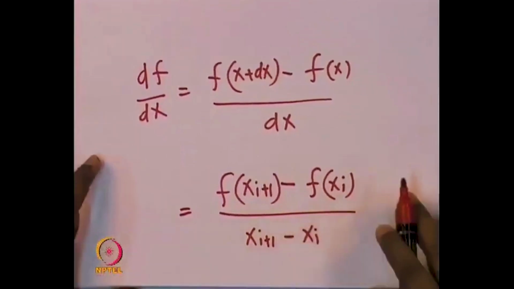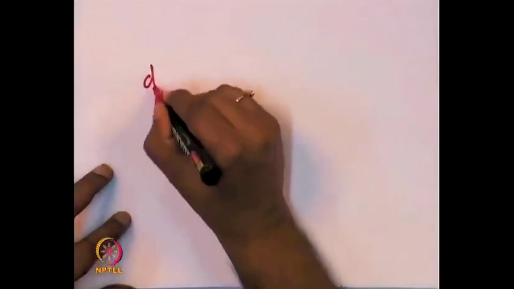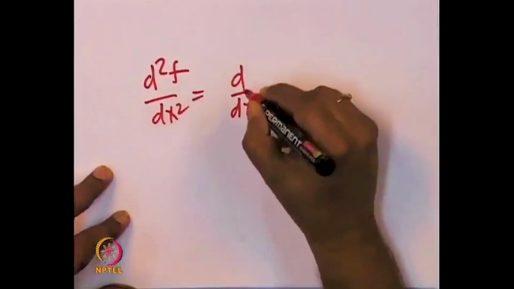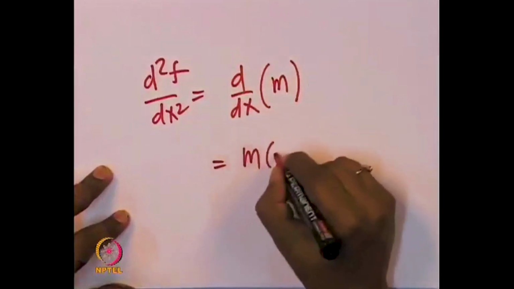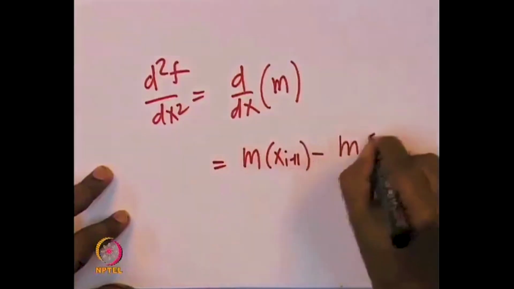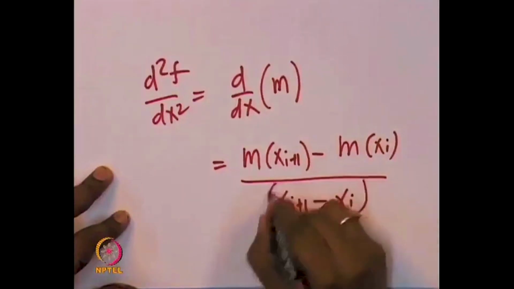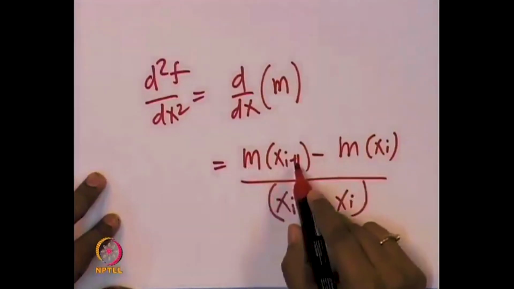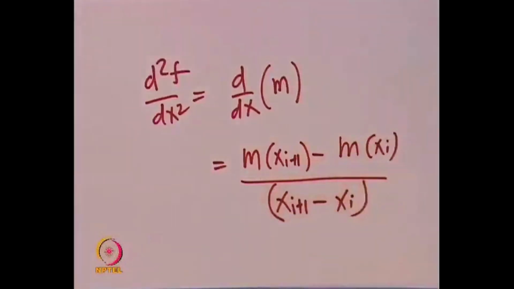You can extend this to higher derivatives. Let us say d square f by dx square is nothing but d by dx of the slope. You can write this as m at x i plus 1 minus m of x i divided by x i plus 1 minus x i, where m is the slope. I can substitute for m of x i plus 1 and m of x i because this itself is a derivative, and you can go ahead and do this. Similar things can be done for given data.